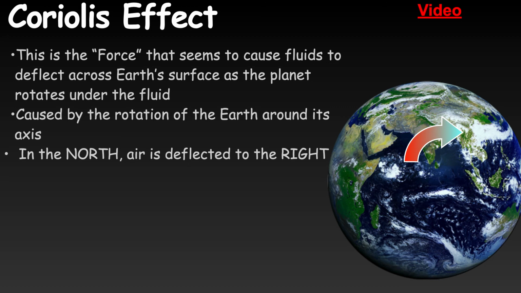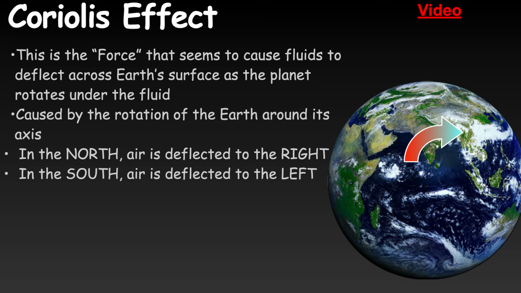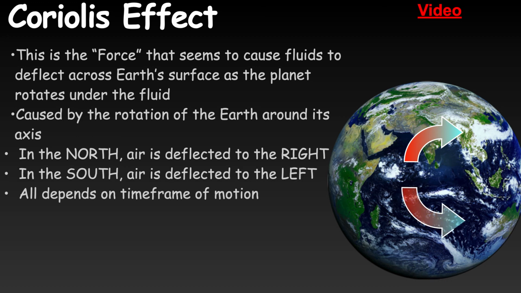In the north, the air, as it's moving, is deflected to the right. So whatever direction it's moving, it gets bent over to the right. It gets sort of turned around. In the south, that air is deflected to the left. And that's simply because in the south, the Earth is spinning sort of the opposite way because you're kind of thinking you're upside down.